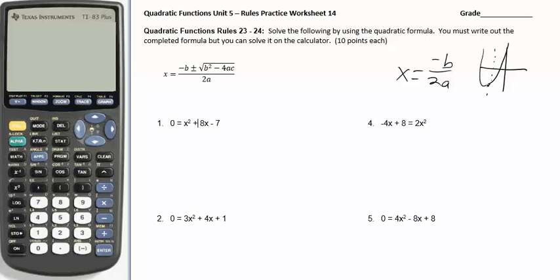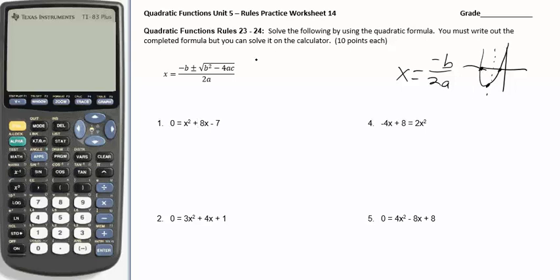So we use that to find x, and then this part, the minus b over 2a part, finds the center, and this plus or minus square root of b squared minus 4ac tells you how far we have to add or subtract to find the zeros of the parabola. So that's what we're going to find, is the zeros.